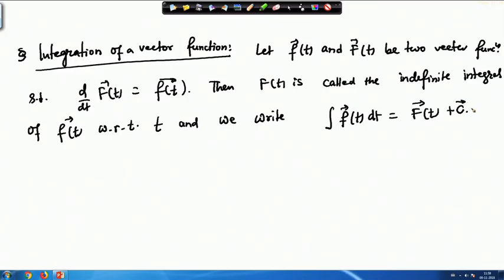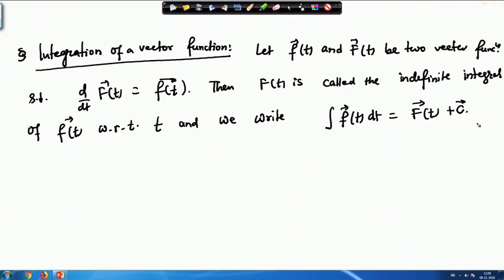All right. So this is how we write the vector integration for two vector functions, and you can see that it's pretty much motivated by, or a generalization of, integration of scalar functions. There we also had the integral of f(x) dx equal to some capital F(x) plus a constant c. So here c is a constant vector.